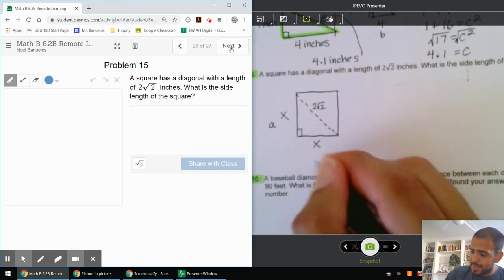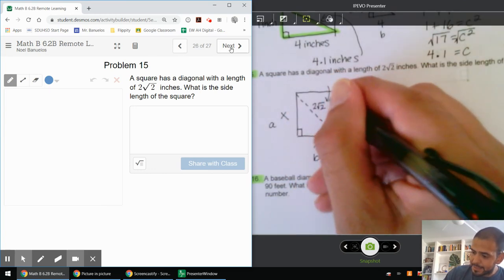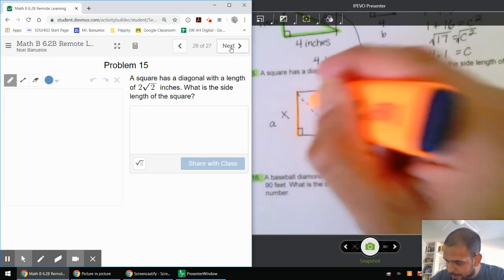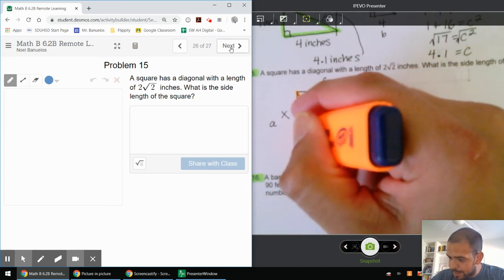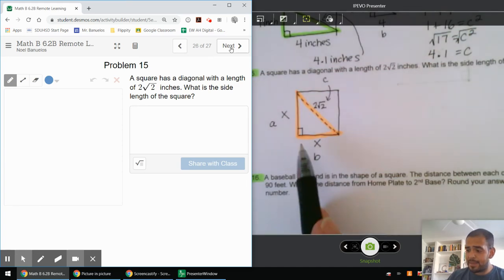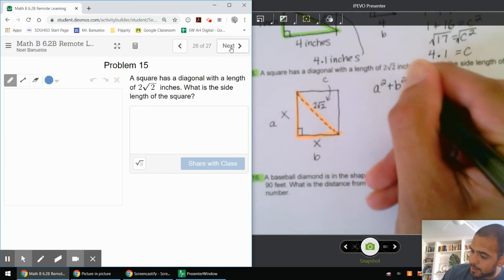This is A, this is B, and here's my hypotenuse. That's C. Okay, so if you need to see it clearly, here's my right triangle right here. That's what I'm looking at. Okay, so let's use the Pythagorean theorem to find the side length. A squared plus B squared equals C squared.